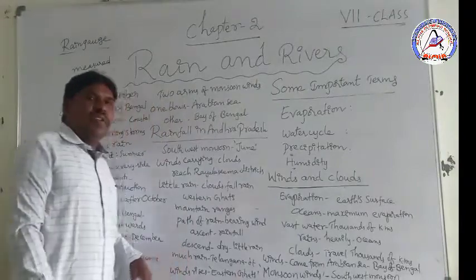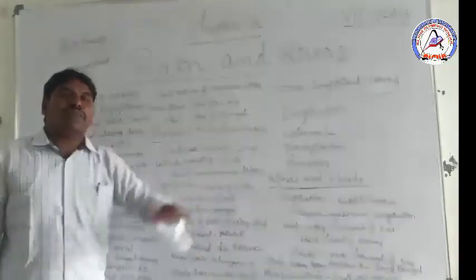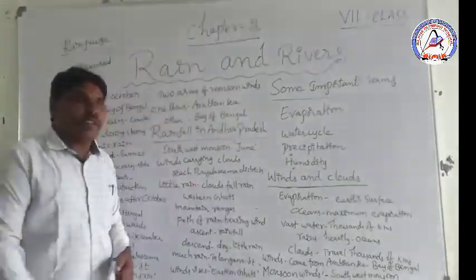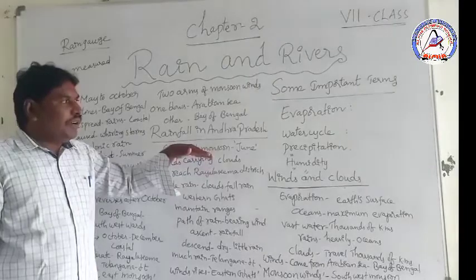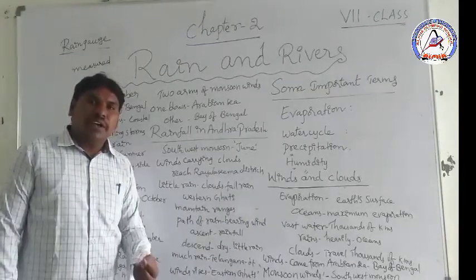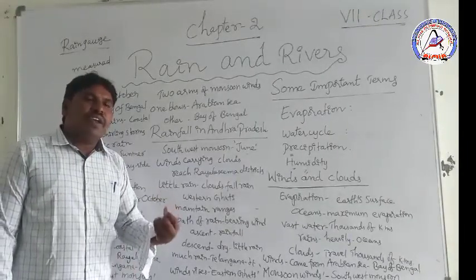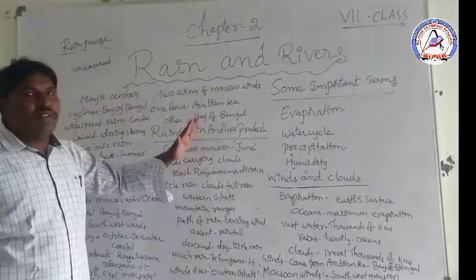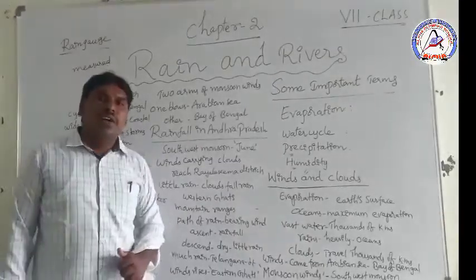Next, humidity. What is humidity? The amount of invisible water vapor in the atmosphere, we can call humidity. When the temperature and humidity rise, we feel uncomfortable because our sweat does not evaporate quickly. So we feel sticky, that we can call sultry. So here we discussed what is evaporation, water cycle, precipitation and humidity.